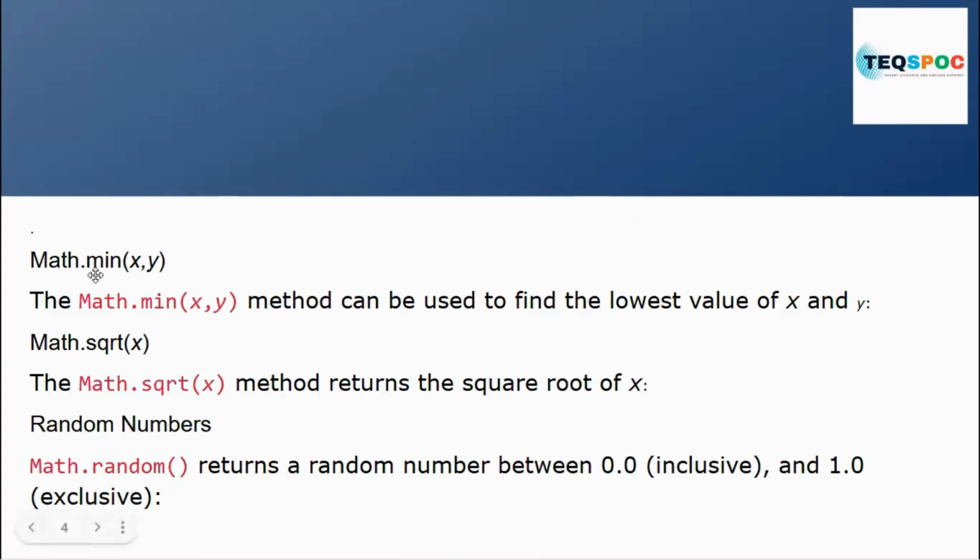Similarly, if you have to find the smallest value, the min value, you use Math.min. If you want to find the square root, you have Math.sqrt. These are the different types of methods. If you want to find a random value, use Math.random. Okay, so now let me show you.